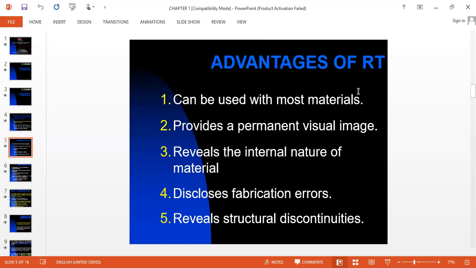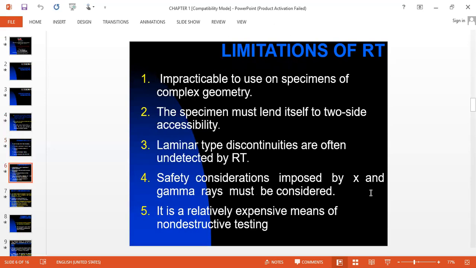So the advantages of radiography: it can be used with most materials. Means we can use it for carbon steel, stainless steel, whatever maximum grades we can cover with radiography. It provides a permanent visual image. That is one of the important ones. Then it reveals the internal nature of materials, discloses fabrication errors, and reveals structural discontinuities. And there are also limitations of radiography. Complex geometry is difficult for radiography.